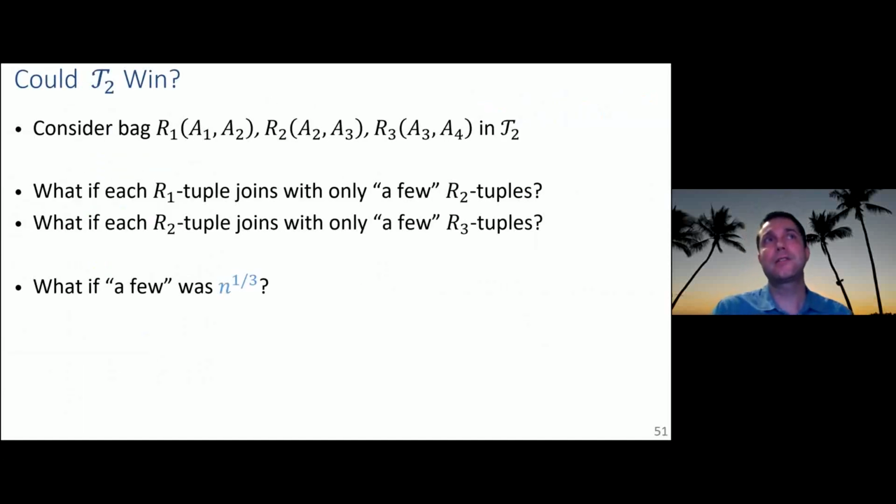Now, consider also cases where T2 might win. Is that actually possible? If we look carefully, consider, for instance, the first bag of T2 that has R1 joining with R2 joining with R3. R2 has n tuples. If R2 has only a few tuples joining with each R1 tuple, and R3 has only a few tuples joining with each R2 tuple, you might actually be able to win. For instance, if a few means something like n to the 1/3, meaning every R1 tuple joins with only up to n to the 1/3 R2 tuples, and each of the R2 tuples joins with only up to n to the 1/3 R3 tuples.